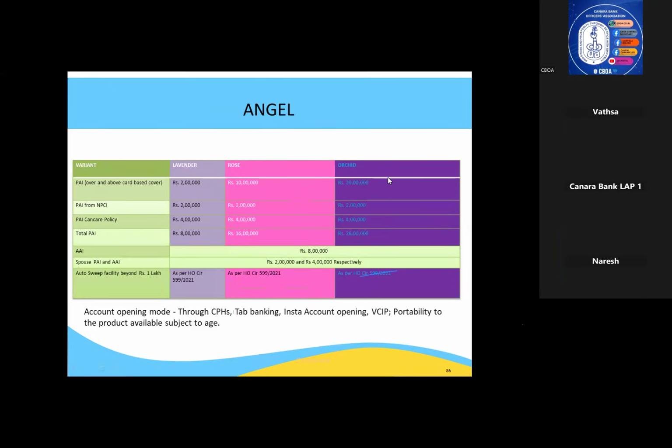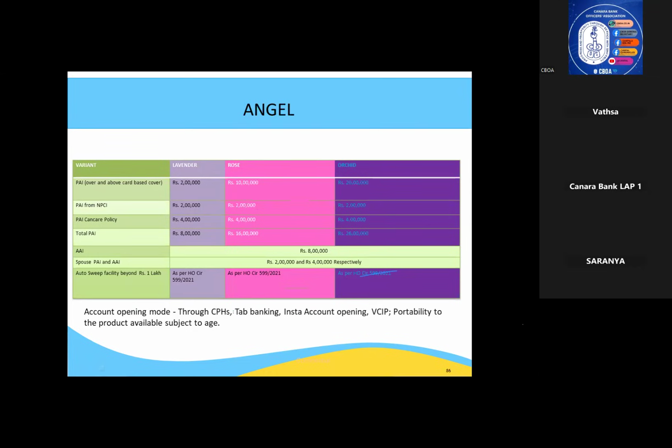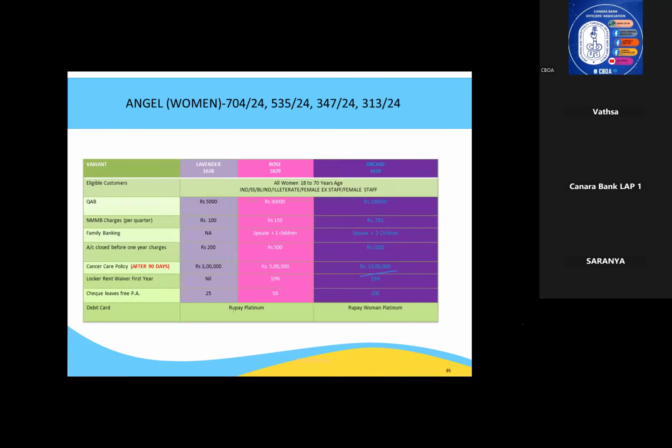Then comes the Canara Angel. It is the Canara Mahila SB product. As you know, all of you would have canvassed for this account, I think. Canara Angel is a product for the women or Mahila category. First one, this is the first page.